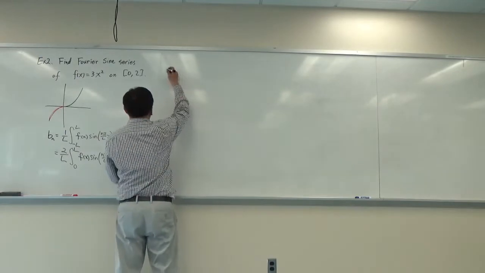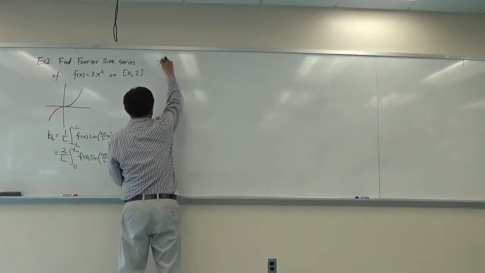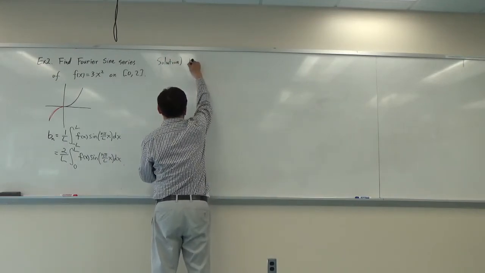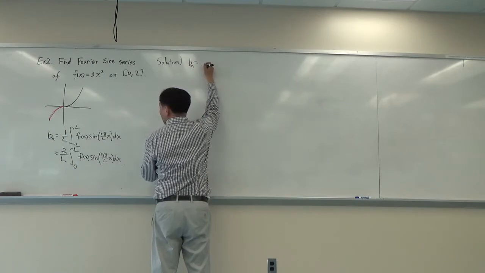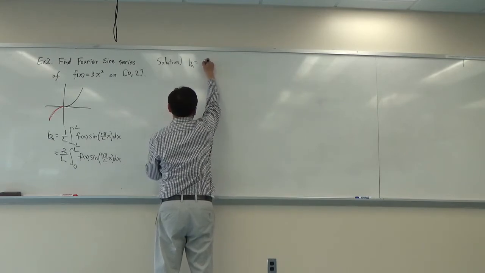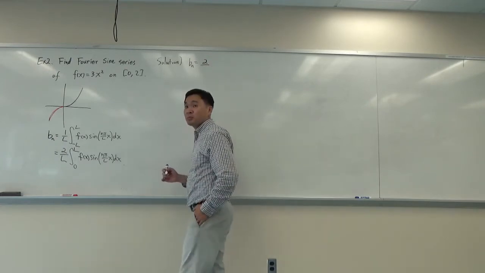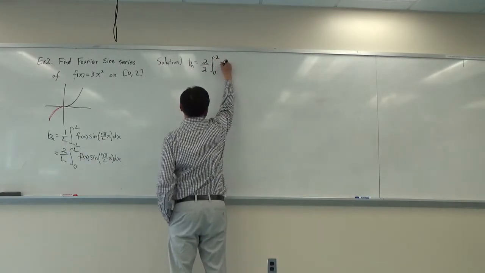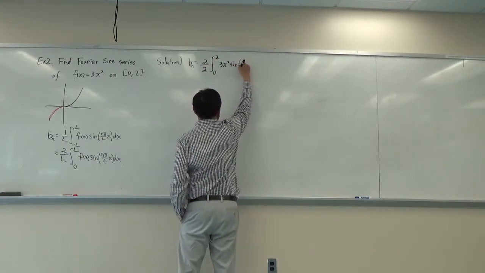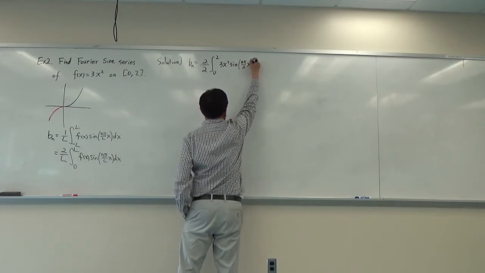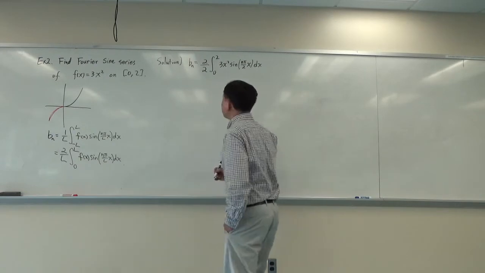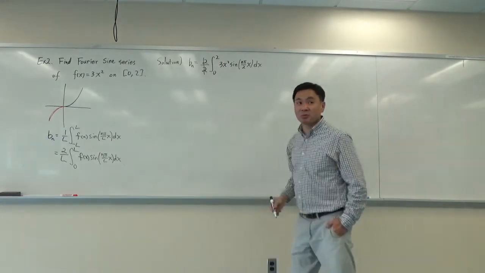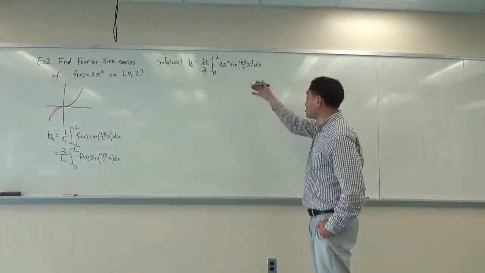Okay, so let's continue. So solution. For this, we need to calculate bn as 2 over, what's our L this time? 2. Right. From 0 to 2 of 3x squared sine n pi over 2 x dx. Okay. Oh, so that's nice. This just cancels away, so we don't have to worry about the coefficient outside. We just have to do the integral.